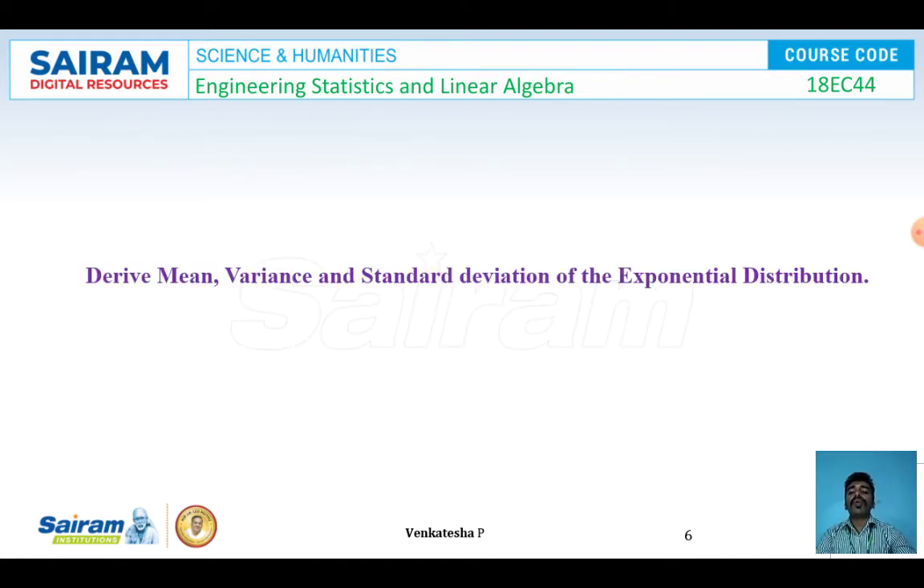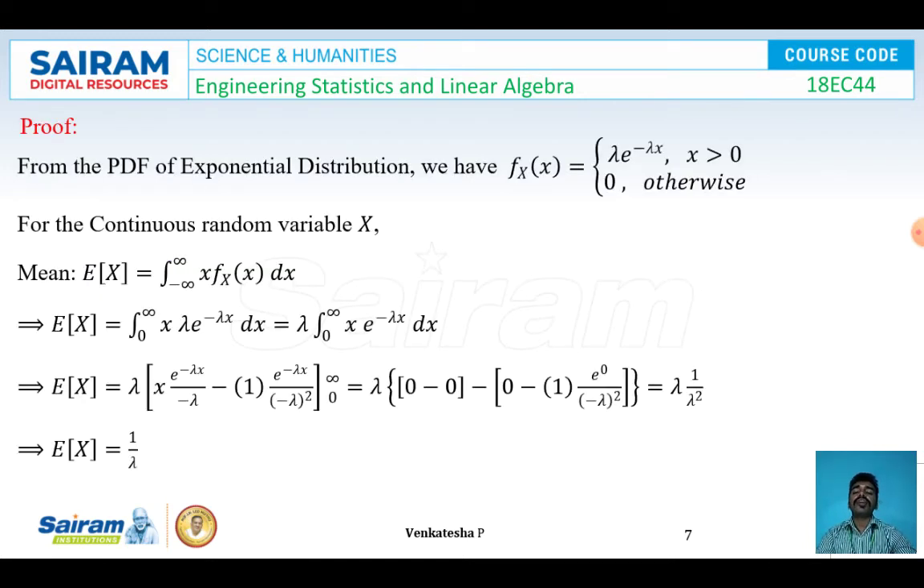Now I'm going to derive the mean, variance and standard deviation of the exponential distribution. The first thing is I'm going to consider the PDF of the exponential distribution. We have the expression fx of x is equal to lambda e power minus lambda x for x greater than 0, and the function will be 0 otherwise.